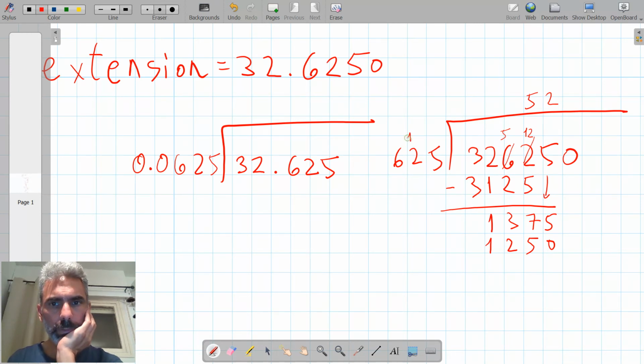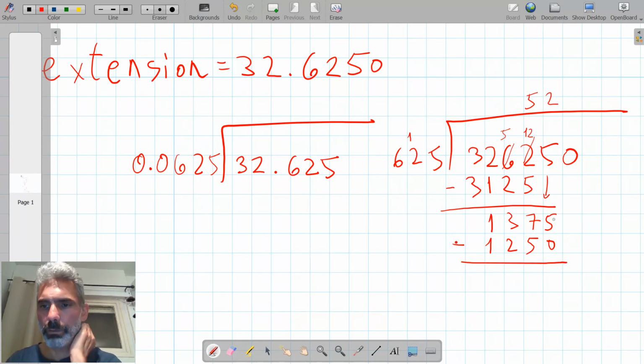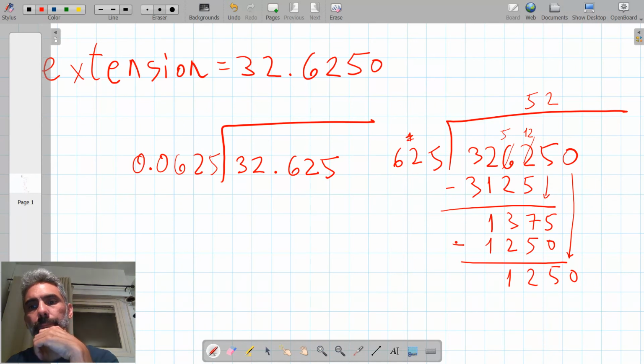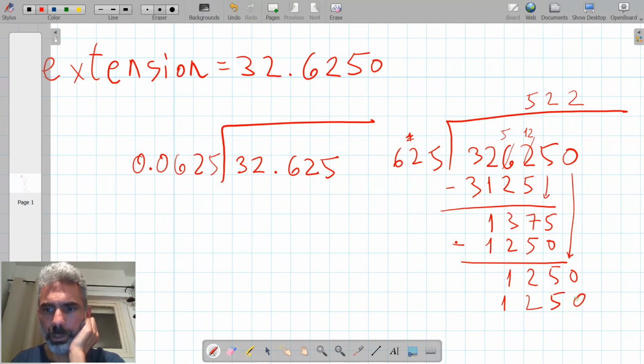2 times 5 is 10. 2 times 2 is 4, plus 1 is 5. 2 times 6 is 12. 5 minus 0 is 5. 7 minus 5 is 2. 3 minus 2 is 1. So bring down 0. So this is exactly 2. 2 times 625 is 1,250 with no remainder.